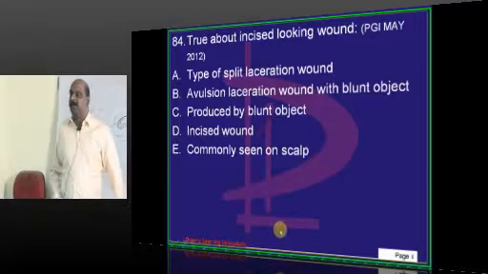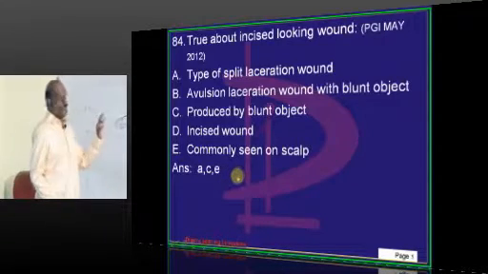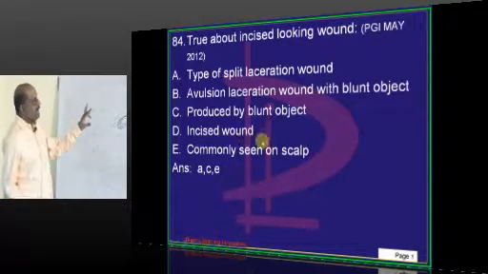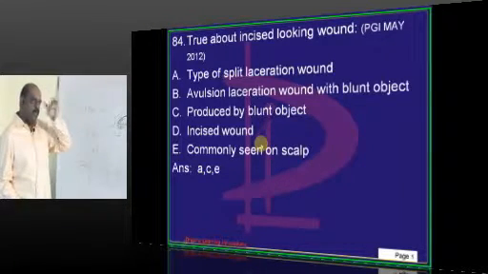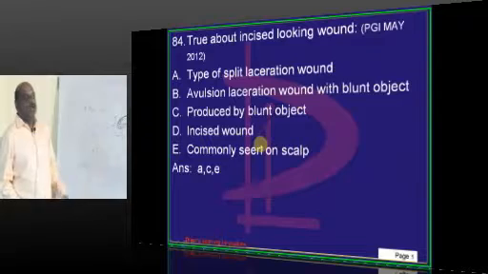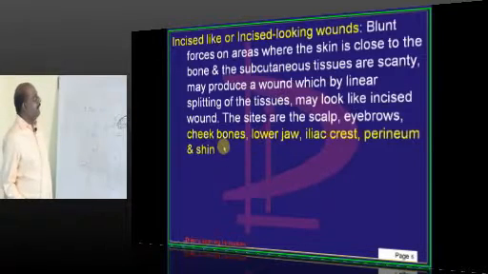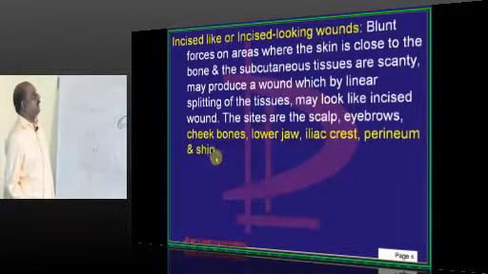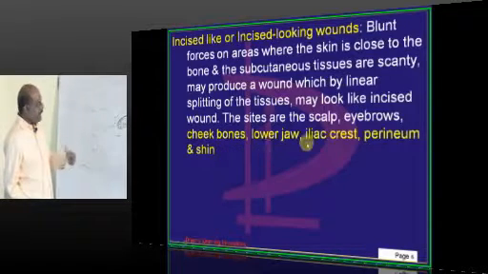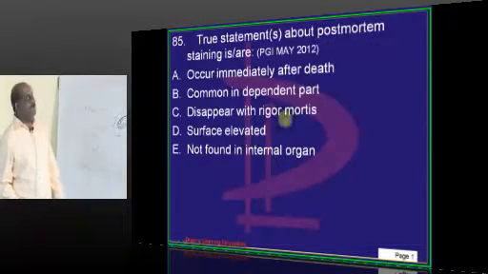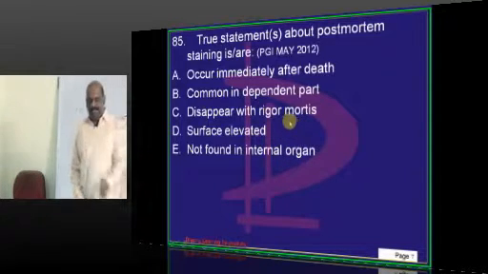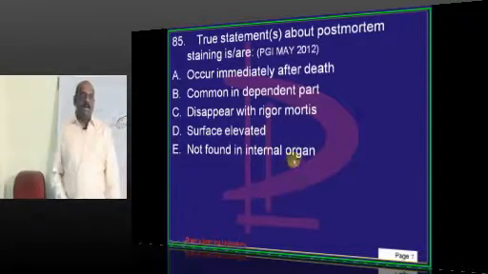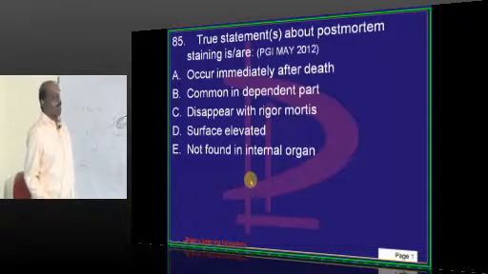Incised-looking wound, where will you come across it? Typically it is a split laceration with a blunt object on skin which has bone behind it. You will find incision-like wounds over the cheekbones, lower jaw, iliac crest, perineum, shin, etc. These are the classical locations.